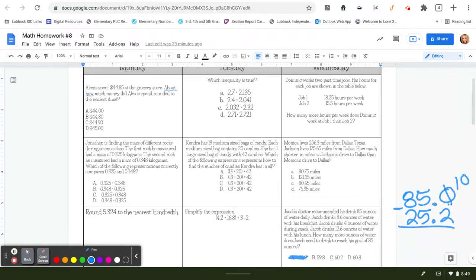This becomes 10 because I can't take 2 things from no things, which makes this 4. 10 minus 2 is 8. Bring down your decimal. Can I take 5 things from 4 things? No. This becomes 14. This becomes 7. 14 minus 5 is 9. And 5 minus 2 is 5.